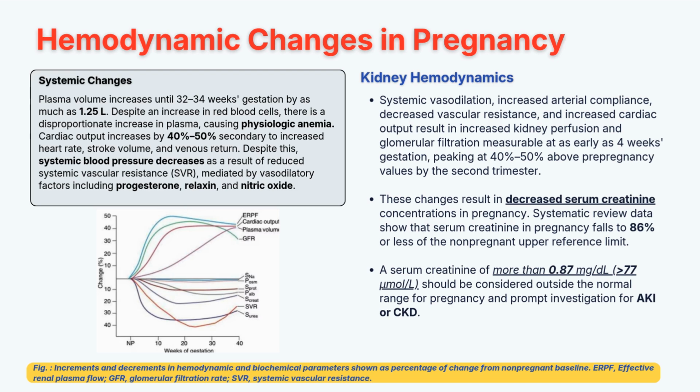Because of this increase in filtration, serum creatinine falls during pregnancy. Creatinine levels that might appear normal in non-pregnant patients may actually be abnormal in pregnancy. In general, a serum creatinine value above 0.87 milligram per deciliter should raise concern for underlying kidney disease or maybe AKI in a pregnant patient.